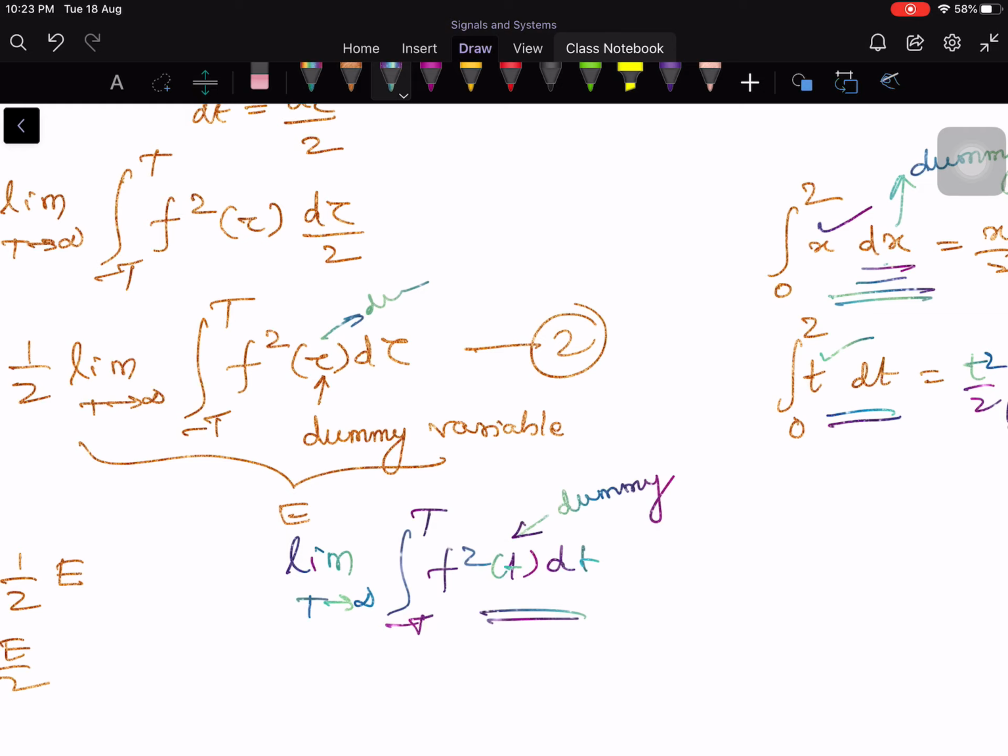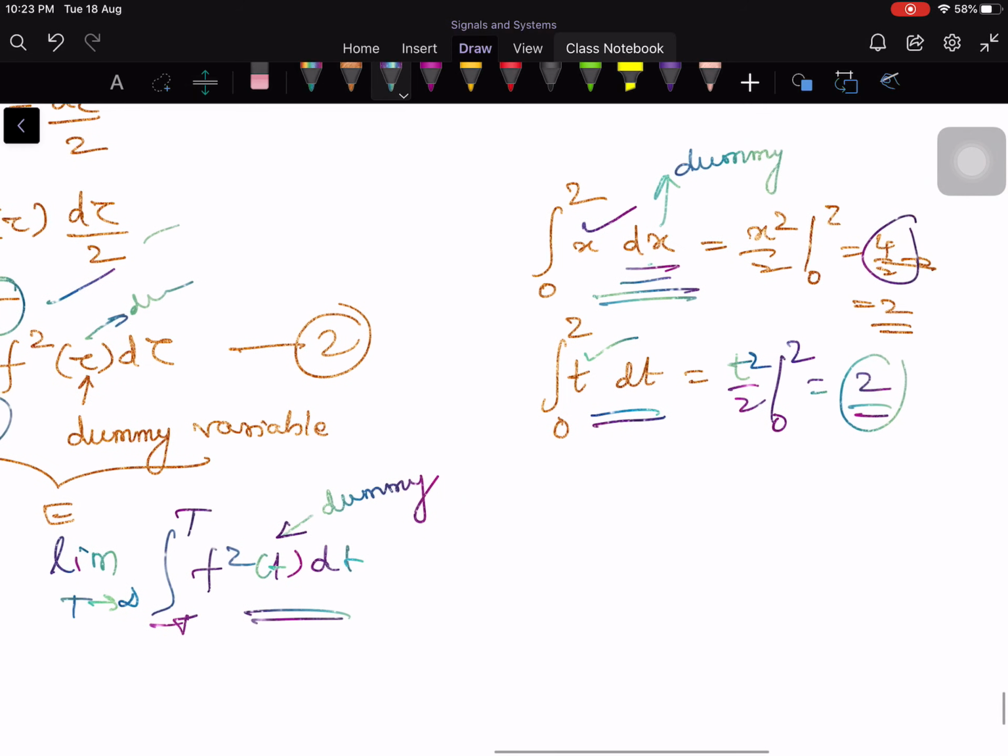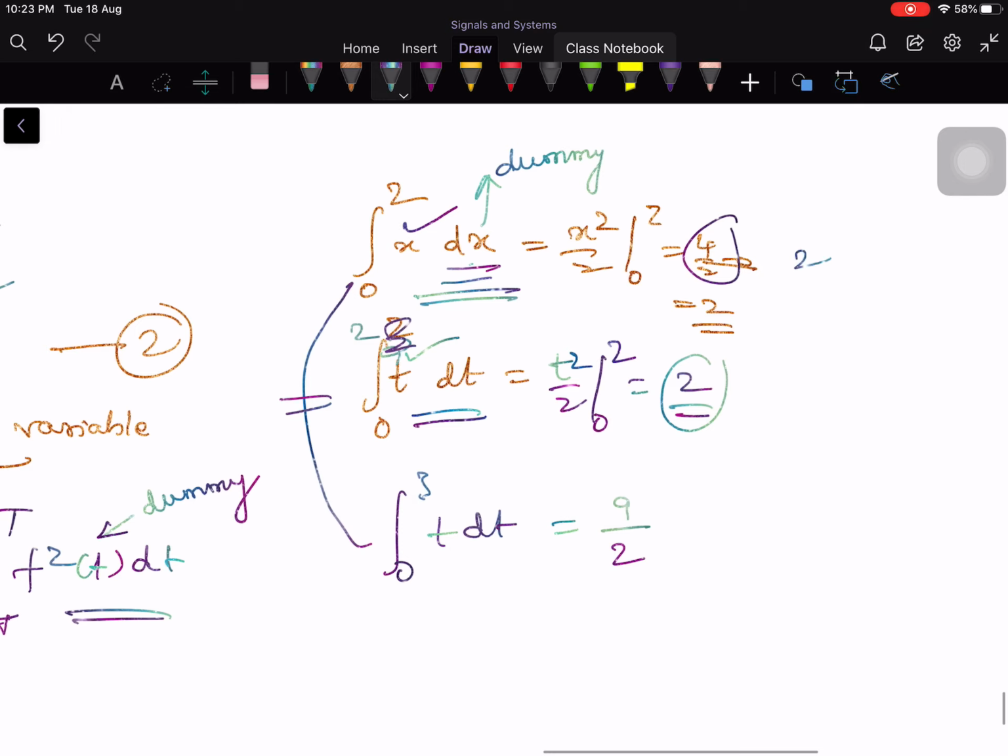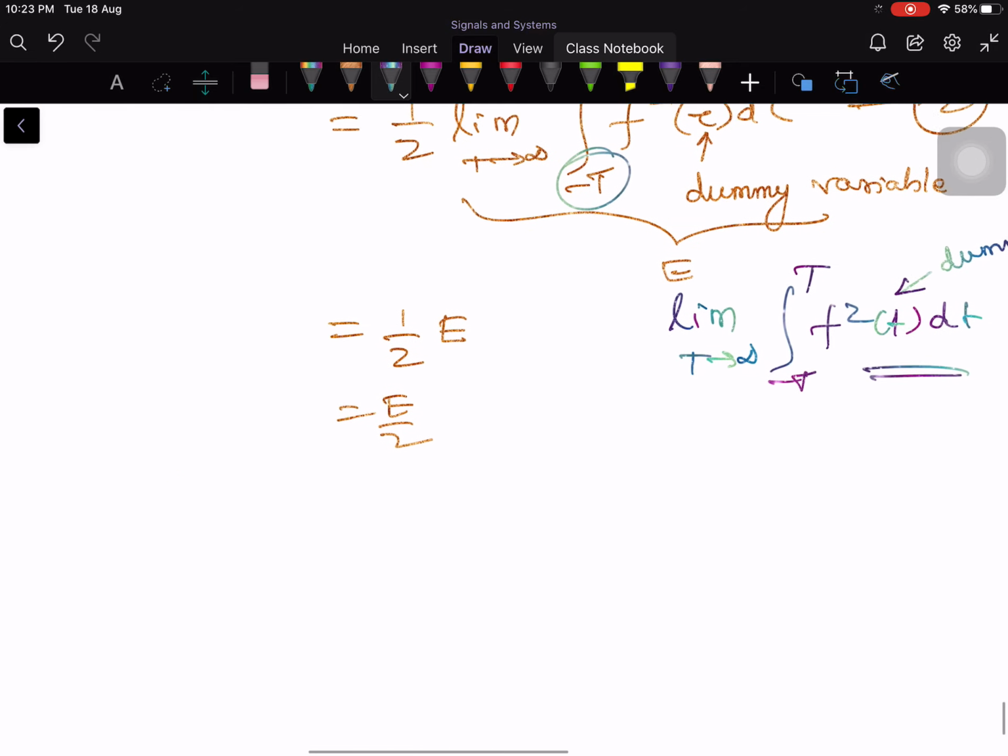What matters is the limit. The limit is very important. If you change the limit, then this integration and that integration will be different. Of course, if I put here 3, then what will happen? 0 to 3, t into dt, and this will not be equal to that one. In this case it will give 9 by 2, but in the other case it is only 2. So you should be very careful. Okay, so with this point let me stop.